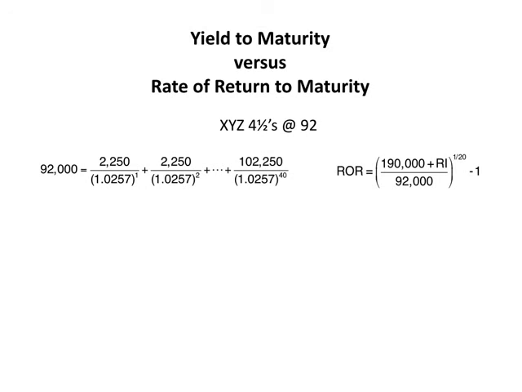Let's illustrate these issues using the bond previously employed to calculate yield to maturity. The XYZ 4.5s trading at 92, maturing in 20 years. On the left, the exhibit shows the price yield formula, fleshed out with the numbers reflecting the terms of the XYZ bond and its price. On the right of the exhibit is the rate of return formula completed to the extent possible.